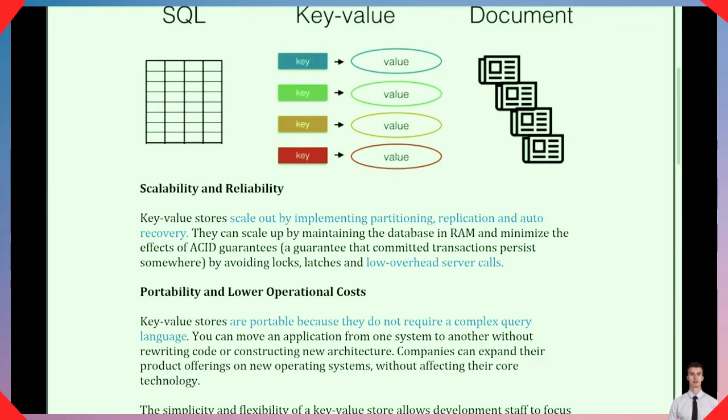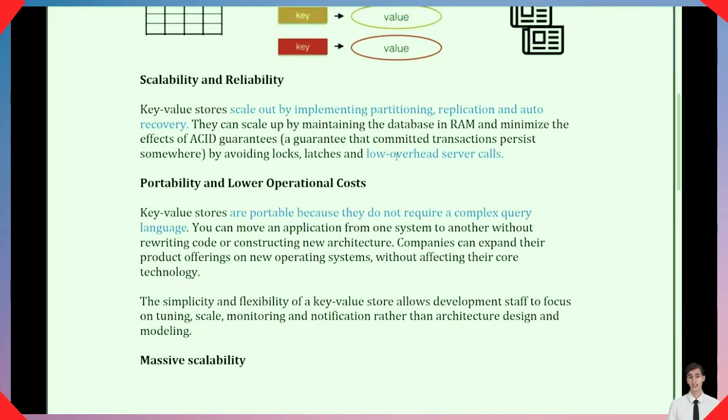Key value databases offer scalability and reliability. Key value stores scale out by implementing partitioning, replicating, and auto-recovery. They can scale up by maintaining the database in RAM and minimize the effects in ACID type of guarantees by avoiding locks, latches, and low overhead server calls. Portability and lower operational cost.